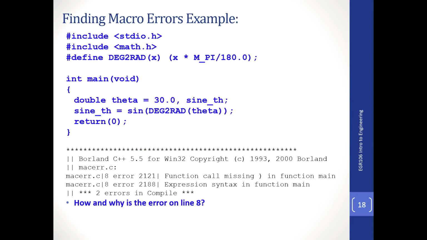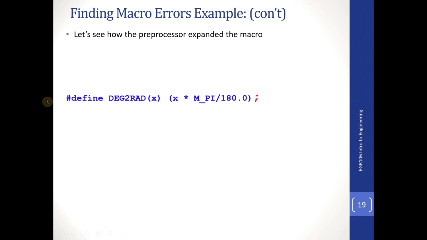Okay, let's look at this one. This is the error you're going to get if you run this code. Do you see what's wrong with it? Pause and check. How is my error in line 8? That's this line here. Well, if you look, we put a semicolon on the end of this line.